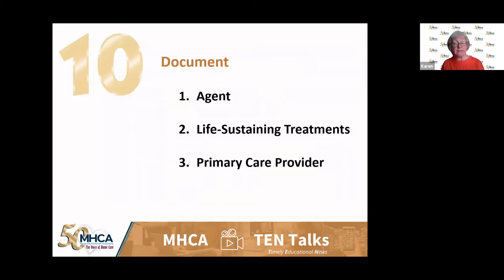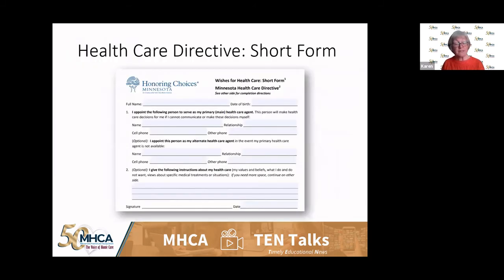After your talk, documentation of your conversation is absolutely critical. There are 3 key points: naming an agent, determining preferences about CPR and intubation, and getting the patient's primary care provider involved. First, you'll want to have the patient decide who they want to give decision-making power to in case a time comes when they can no longer make their own decisions.